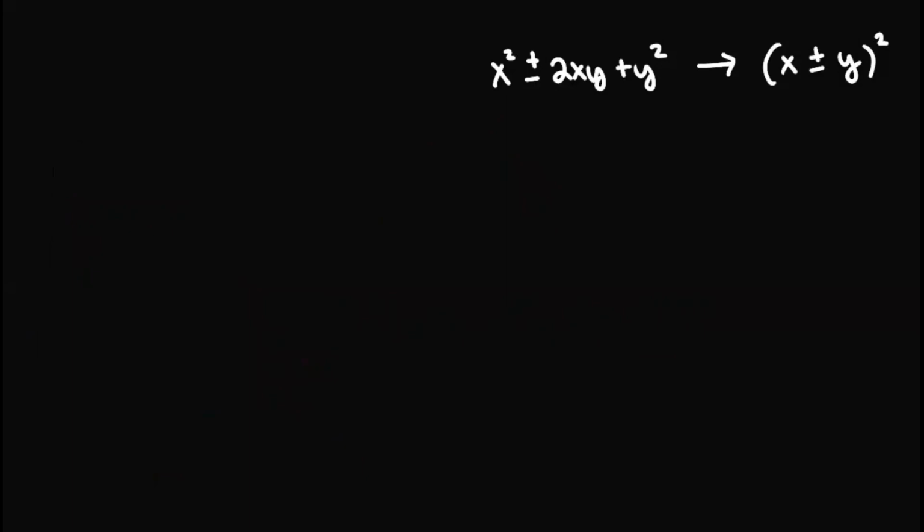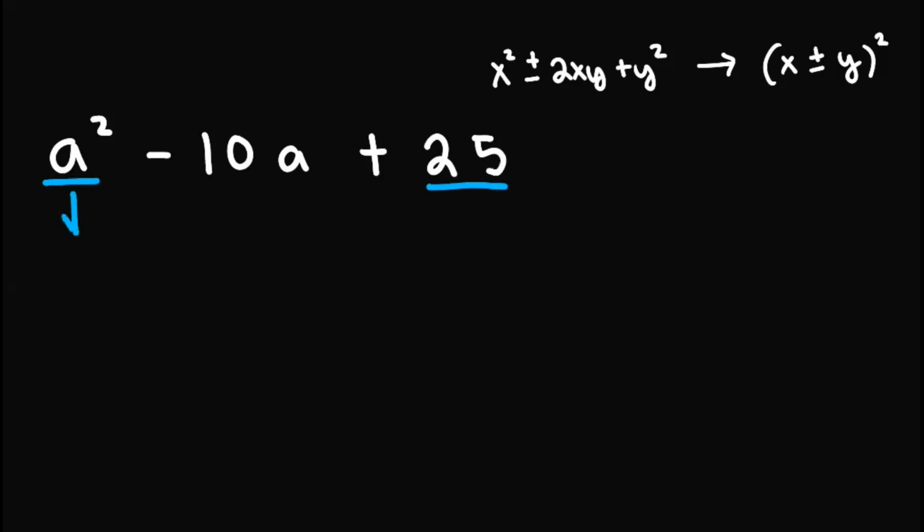Let's move on to another example. If we have a² − 10a + 25, again, we first check the first and the last terms. So a², is this a perfect square? Yup, since the square root of a² is equal to a. How about 25? We know that the square root of 25 is equal to 5, so it is a perfect square.